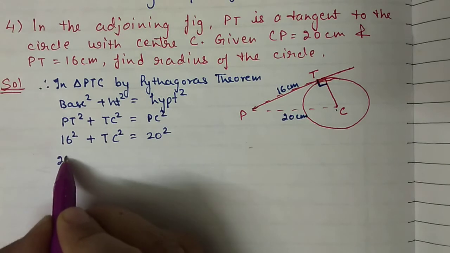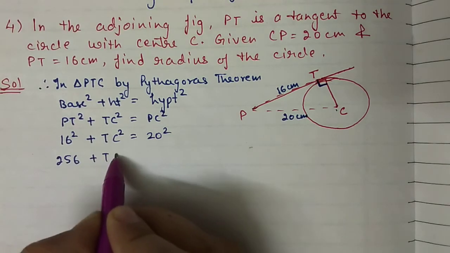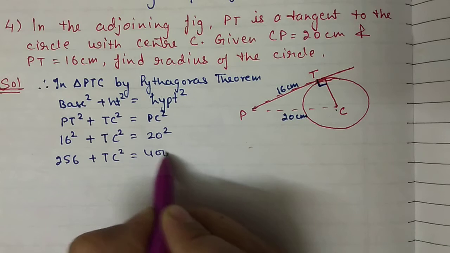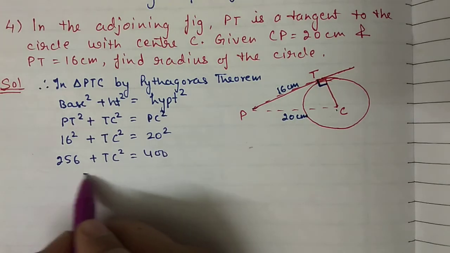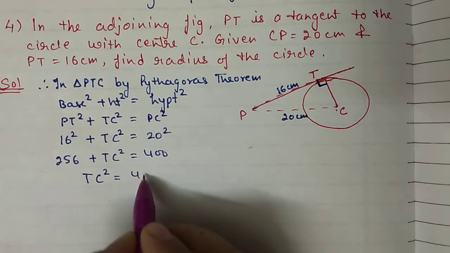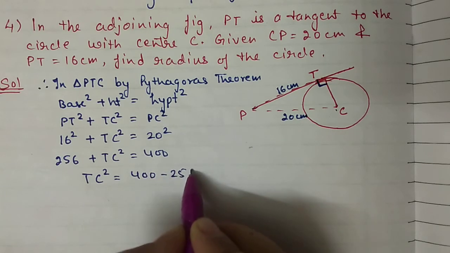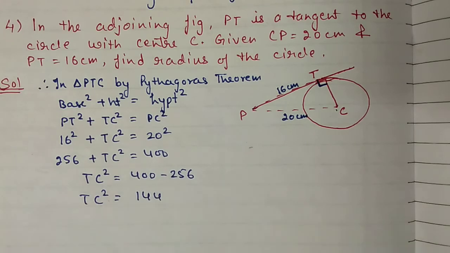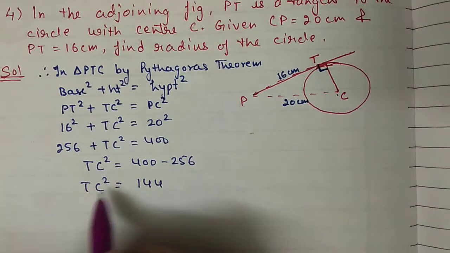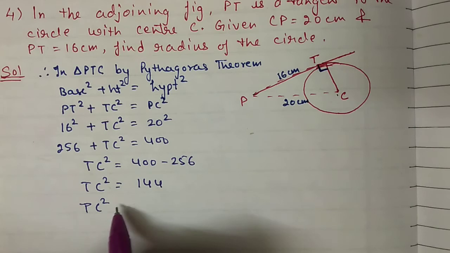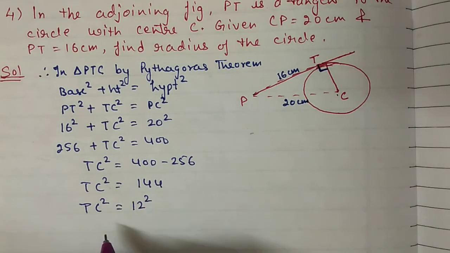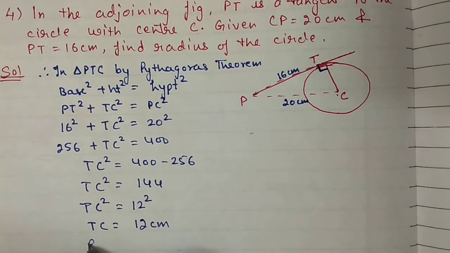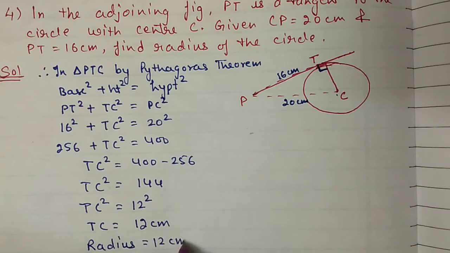This will be 256 plus TC square equal to 400. Shift this 256 to the other side, then you will get TC square equal to 400 minus 256, which is 144. And 144 we can write as 12 square. So the value of TC is 12 centimeter, and TC we know is the radius. So the radius of this circle is 12 centimeter.